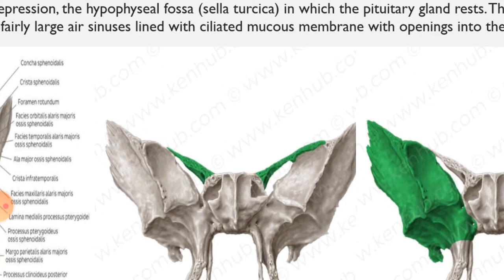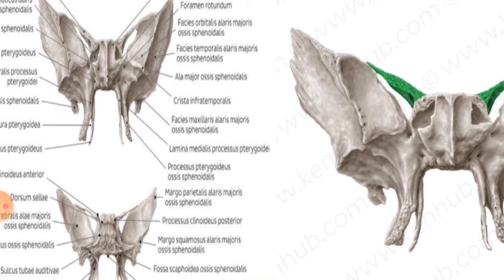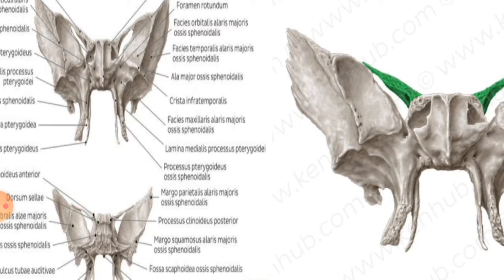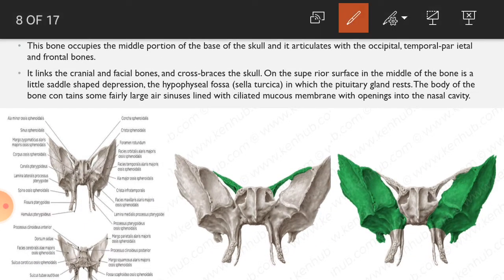So here, this groove that you can appreciate in the sphenoid bone, this one is the sella turcica, which basically accommodates the pituitary gland. This is also called the hypophyseal fossa.